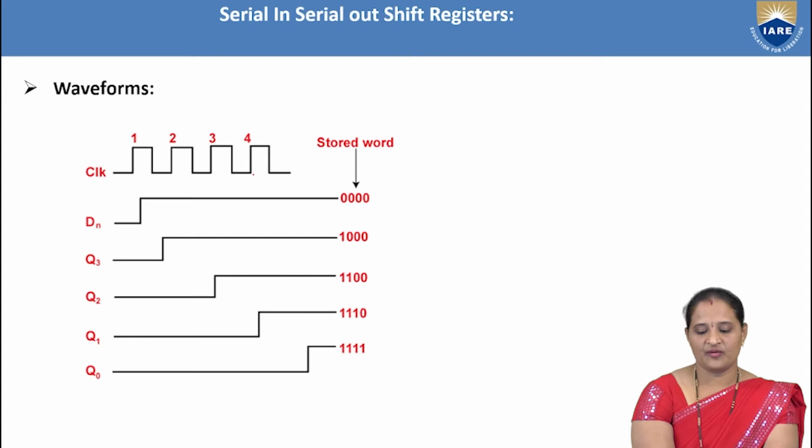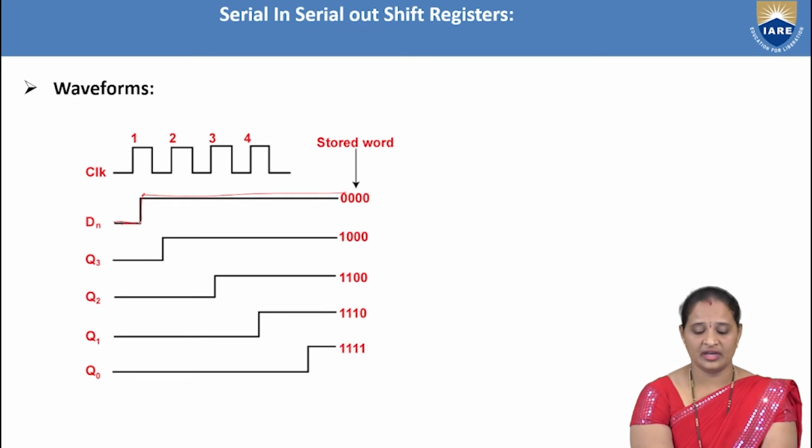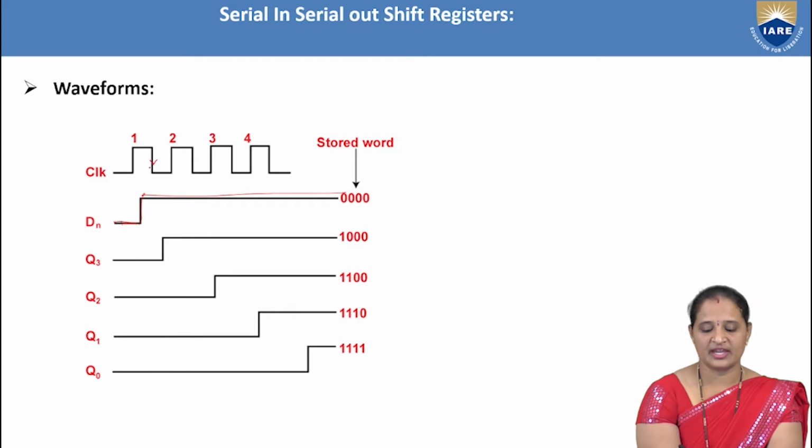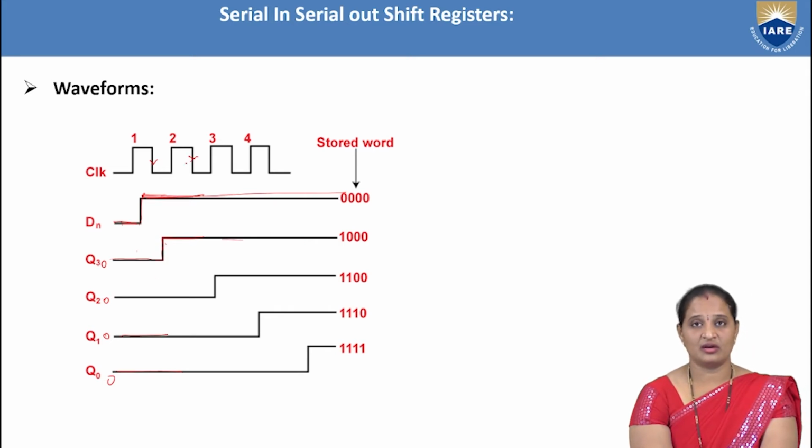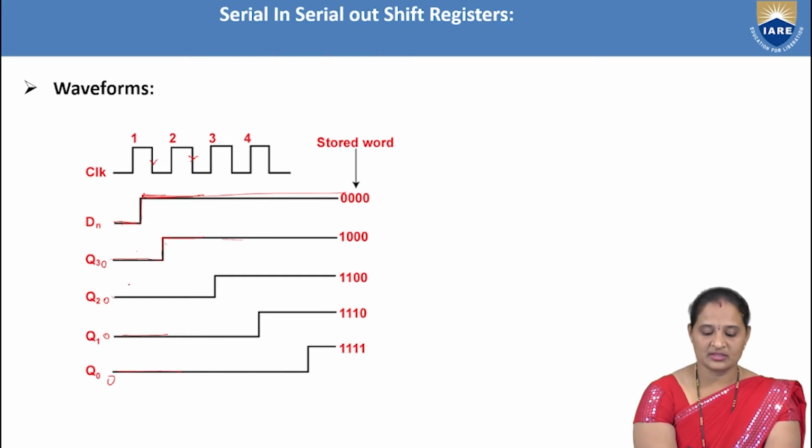So we have 4 clock pulses, right? This is the clock signal, and this is the data input. Initially it was 0 because we have cleared it. Now during the first clock pulse, that is a negative edge, we have considered the data input as 1. So now it will be pushed into Q3, and the remaining bits are 0, 0, 0. So initially 0, 0, 0, 0. During the negative edge of the first clock pulse, we have pushed 1 into the first flip-flop.